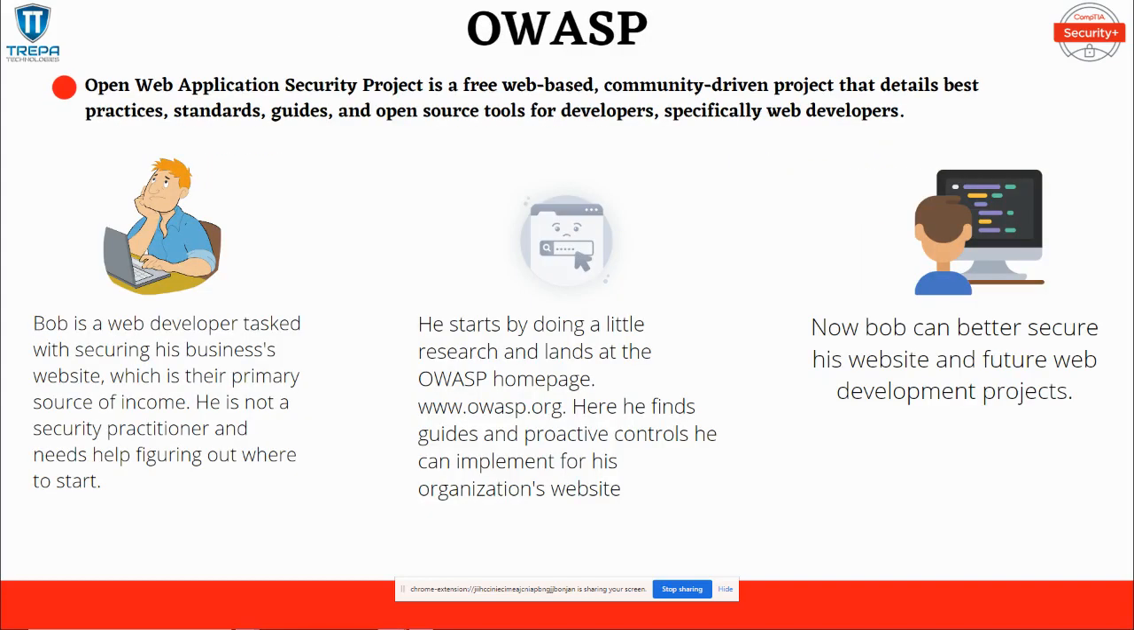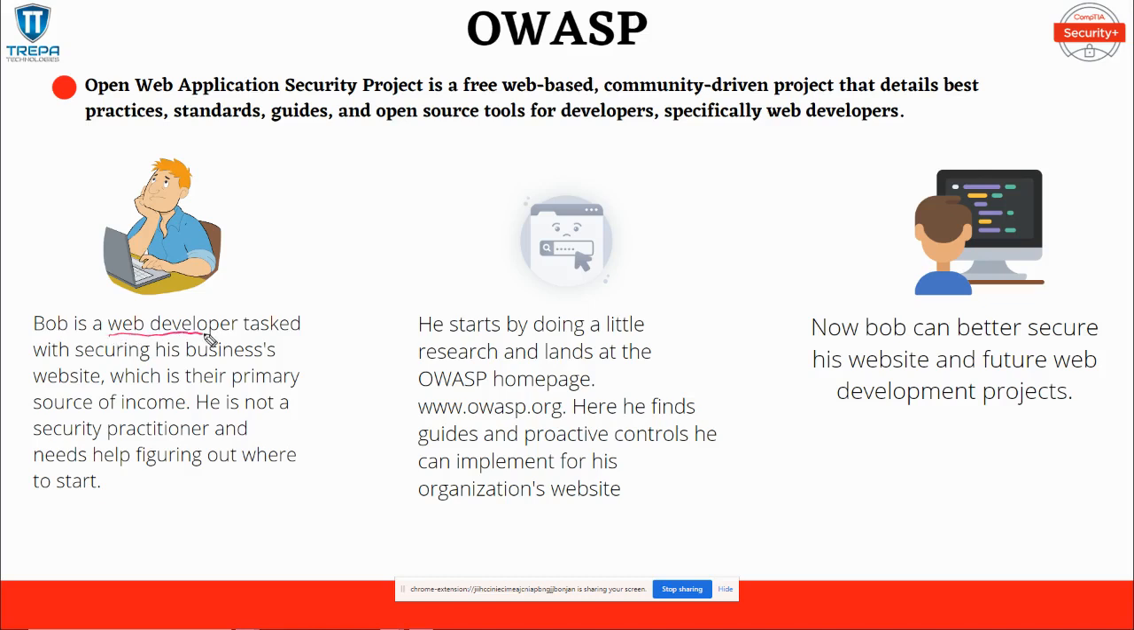The next thing we're going to talk about is OWASP. OWASP stands for the Open Web Application Security Project. And this is a free web-based, community-driven project that's going to give you best practices for protecting websites and also the top 10 or most common vulnerabilities that websites face. So here we see a quick example of how OWASP can help the community.